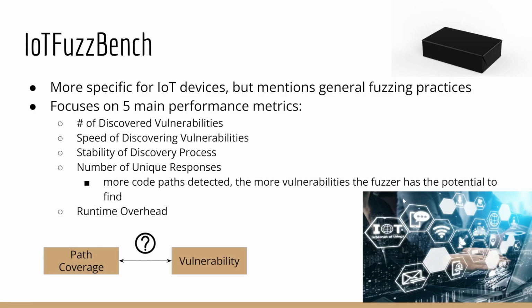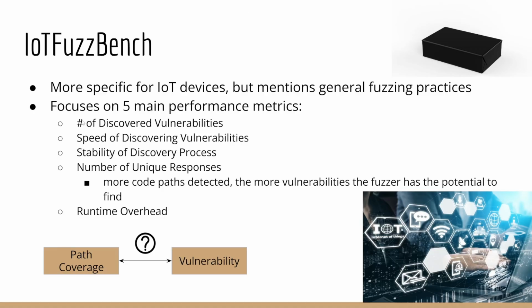So for the IoT fuzz bench, this was more specific about IoT devices and it was mainly for black box fuzzing, but their performance metrics were roughly similar. The key one that's different, I would say, is speed. It wasn't mentioned in the original evaluating fuzzing paper of 2018, but it's kind of obvious. If you're faster at finding bugs, it's better than finding them slower.